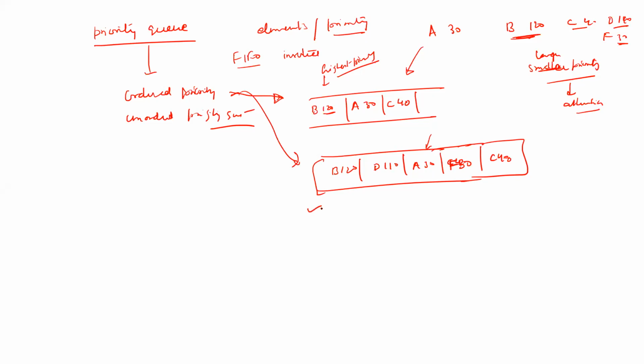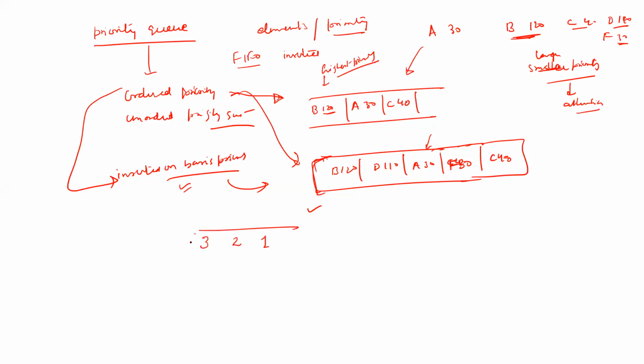Ordered priority means your elements are inserted on the basis of priority. Now if somebody asks you what is the complexity of insertion in an ordered priority queue, how much time it will take to enter a new element, one insertion in the ordered priority queue. Let us suppose at some moment this was the scenario and elements were inserted according to priority, with the highest priority at the top, which is the first attention element.